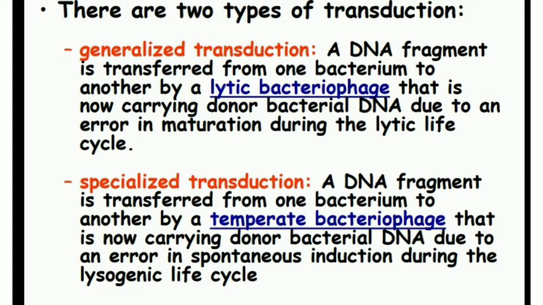There are 2 types of transduction: generalized transduction and specialized transduction. In generalized transduction, a DNA fragment is transferred from one bacterium to another by a lytic bacteriophage that is now carrying a donor bacterial DNA due to an error in maturation during the lytic life cycle. And second is specialized transduction. A DNA fragment is transferred from one bacterium to another by a temperate bacteriophage that is now carrying a donor bacterial DNA due to an error in spontaneous induction during the lysogenic life cycle.